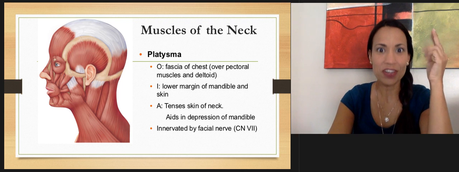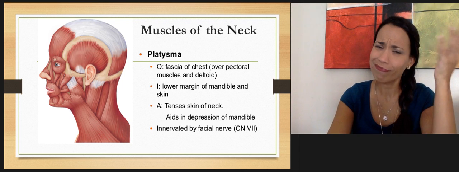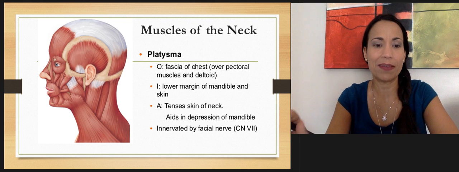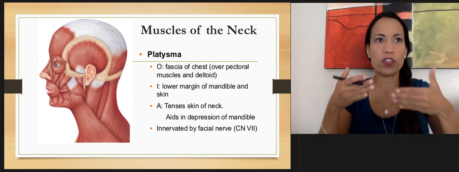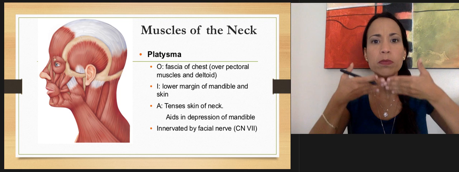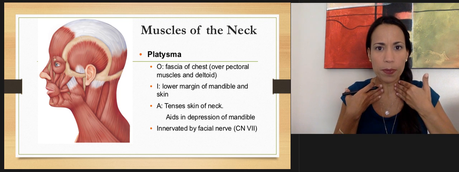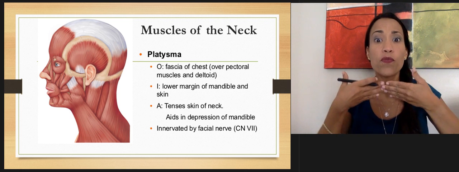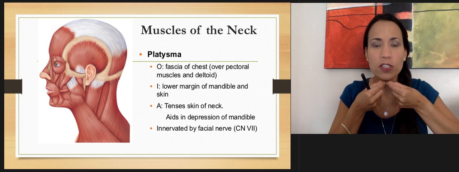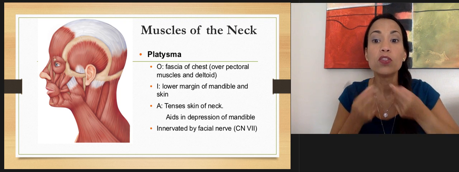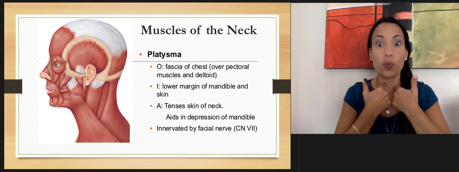My bad. There are not two. There are three muscles. Three muscles on the neck. So we're going to start describing these three muscles from superficial to deep. Okay? So from the muscles that are closer to the skin to the muscles that are closer to your bones.